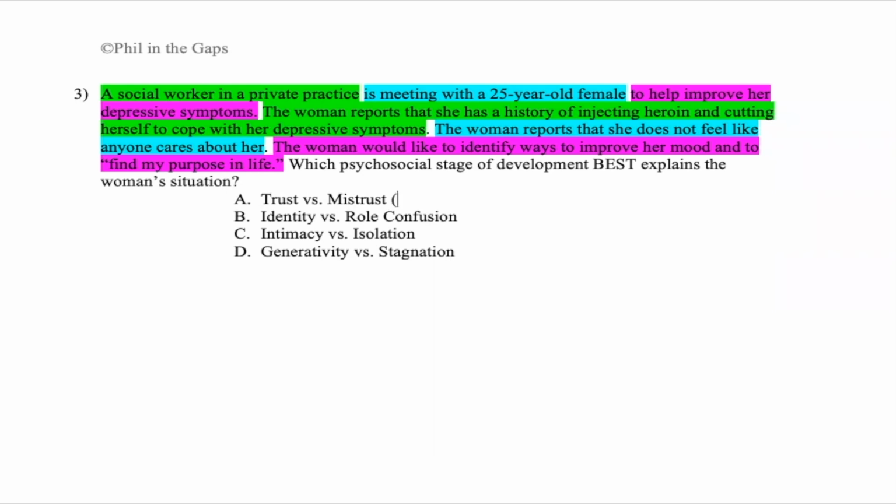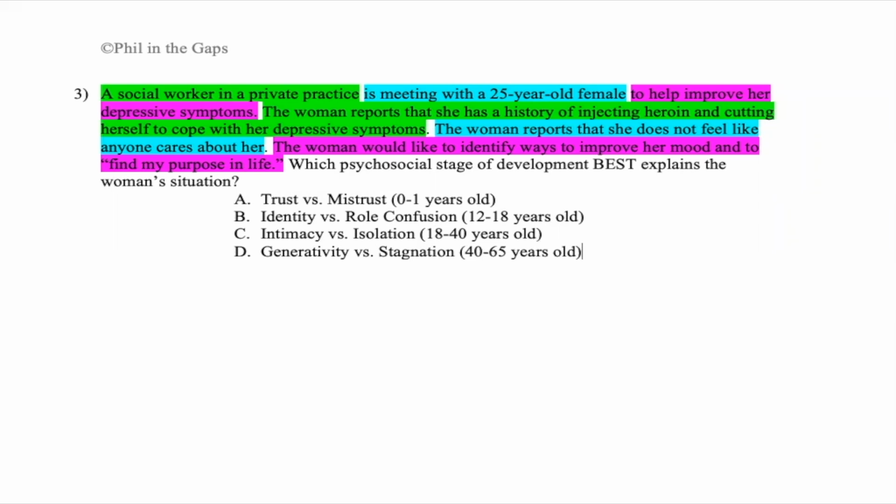A, trust versus mistrust is 0 to 1 years old. B, identity versus role confusion is 12 to 18 years old. C, intimacy versus isolation is 18 to 40 years old. D, generativity versus stagnation is 40 to 65 years old. Let's look back at the question to see what we're looking at in particular.